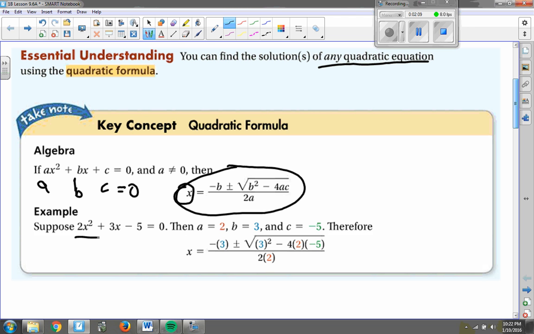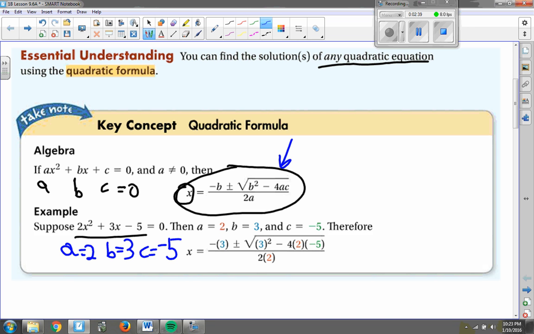So suppose we have this equation. The first thing we need to identify when using the quadratic formula is what is my a value, my b value, and my c value. In this case, a is equal to 2, b is equal to 3, and c is equal to a negative 5. Okay? And then we just plug those 3 numbers into this formula, wherever it says a, b, and c.